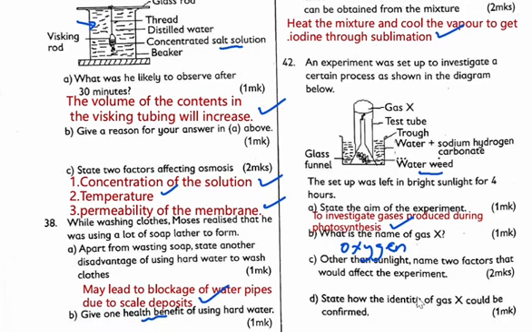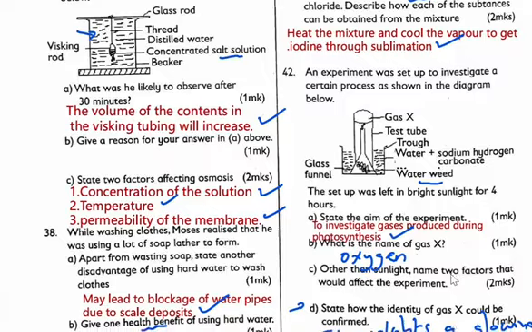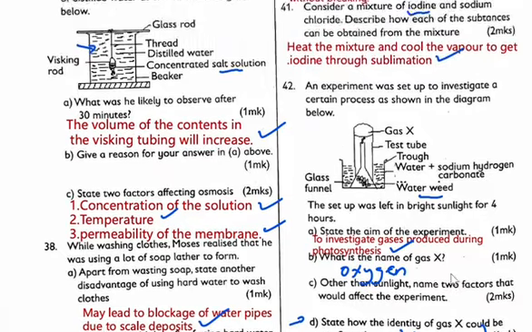Then part D, state how the identity of gas X could be confirmed. So how do you know it is oxygen gas? Again, this one is not in our level, but I'm going to teach you. So oxygen gas relights a glowing splint. So when you put a glowing splint, you're going to see a flame. So it relights a glowing splint. So that is the end of this paper.